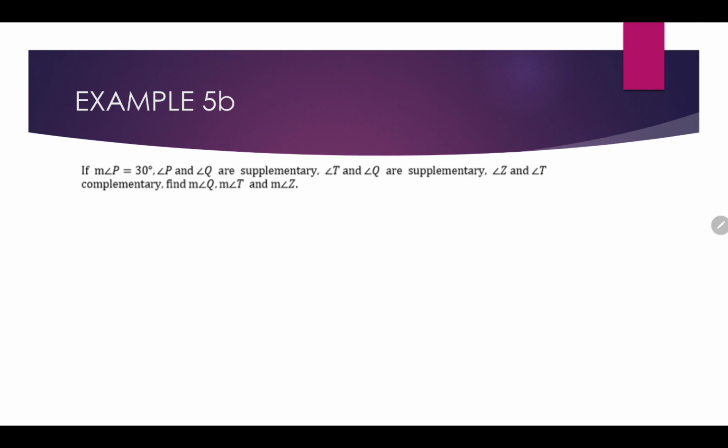Okay, the first one, we know that P and Q are supplementary, meaning that angle P plus angle Q equals 180. Okay, second one, angle T and Q are also supplementary. Angle T plus angle Q equals 180. And the third one, angle Z plus angle T are complementary. Okay, complementary means the total measure is 90 degrees.